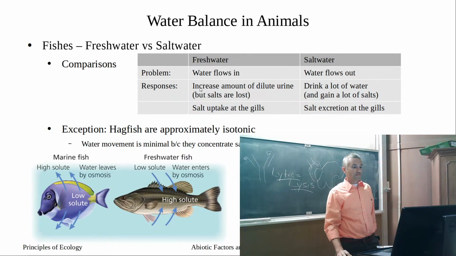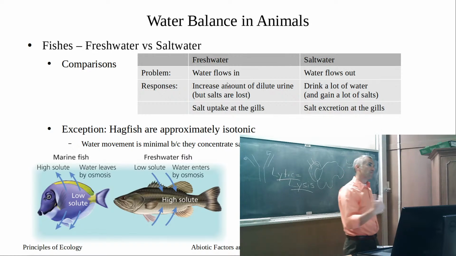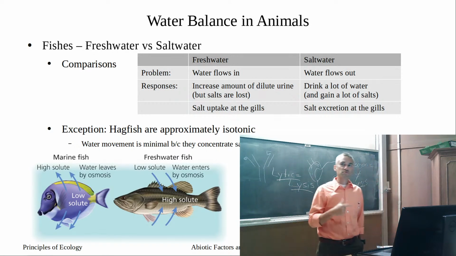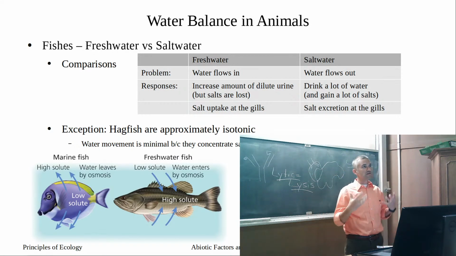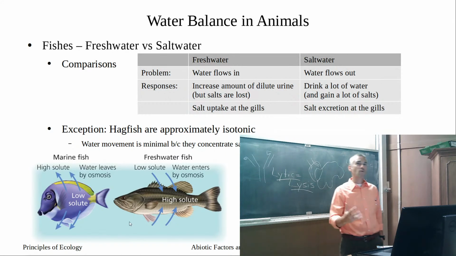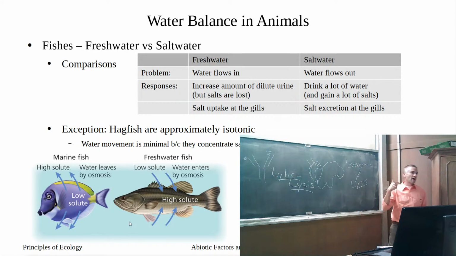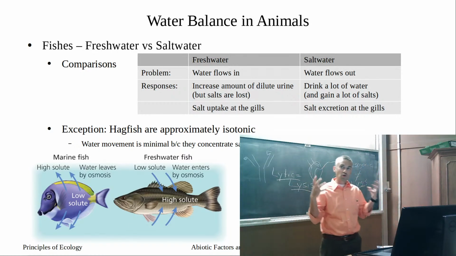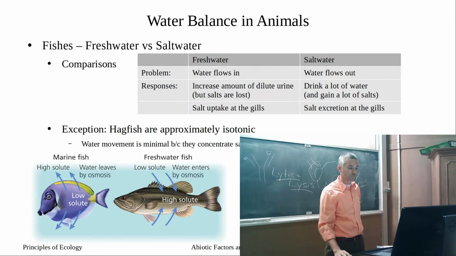So there's our problem. We're going to produce a lot of urine. It's going to be dilute, but we're going to lose a bunch of salts. So how do we get those salts back? We're going to have salt uptake at the gills. You've got these salt pumps on the gills that will pull out any amount of salt that's in that water and bind it to the gills. They will turn them around and move them inside. They get some salts just by consumption of their food, but they've got these salt pumps to move salts back into the body. So that's fresh water.